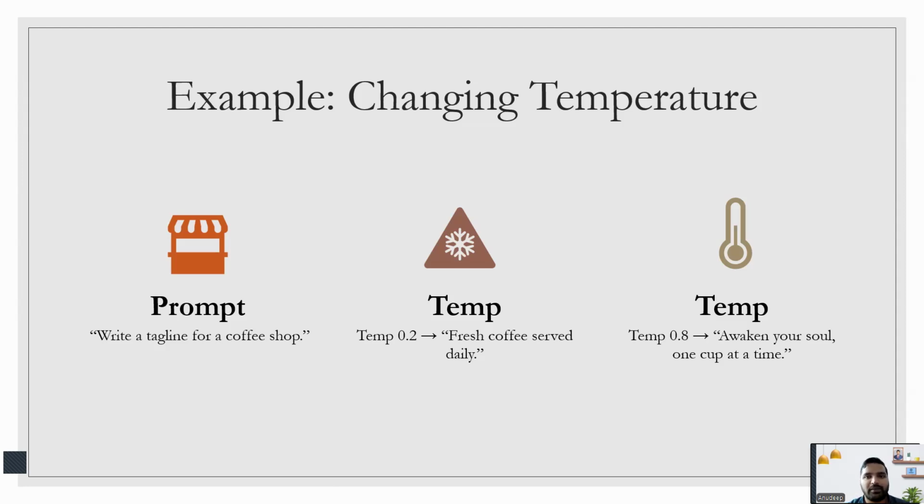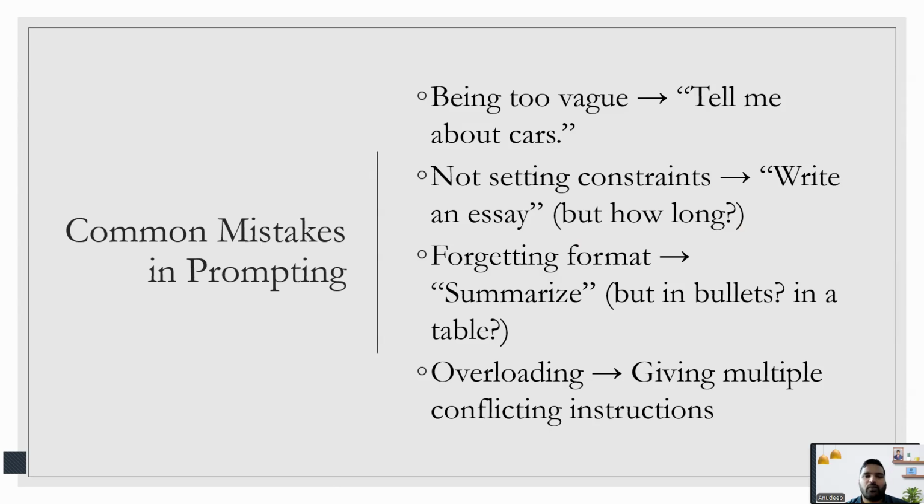So that's where your parameters come into play. What are the common mistakes that we all make while prompting? I think by now you must have realized your previous chats with ChatGPT or Gemini or any other tool are not giving the output that you desire because your prompting is too vague. As simple as tell me about cars or write an essay, but you did not mention how long. You said summarize, but you never said in a bullet format or a tabular format.